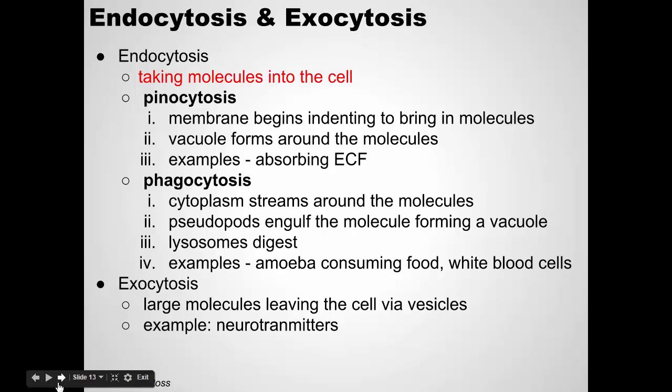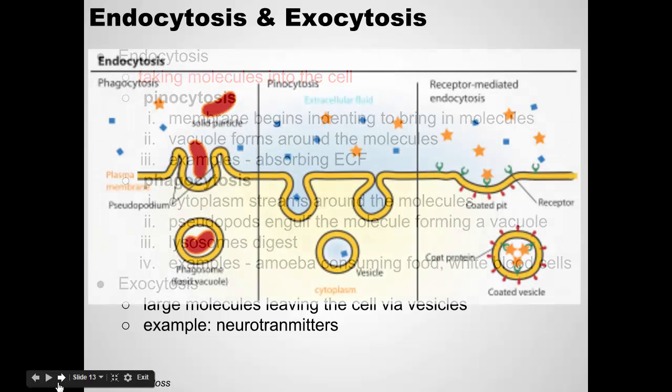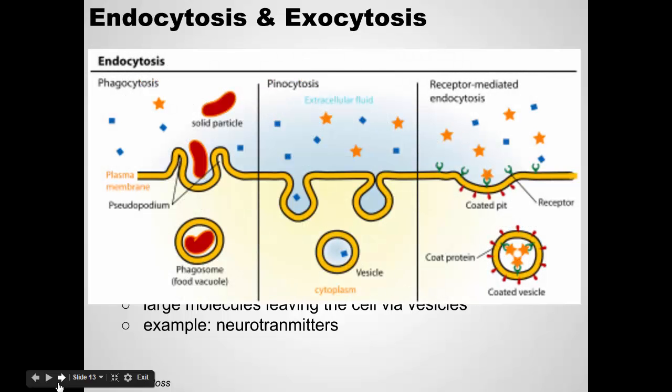Exocytosis is sort of the opposite. It's when large molecules are going to leave the cell, and it works in the opposite way, where you have these bubbles of vesicles, for example, from the Golgi bodies, which go to the cell membrane, merge with it, and then sort of break open, allowing their contents to leave the cell, go into the extracellular fluid. An example of that is neurotransmitters. So again, same things. Phagocytosis surrounding, pinocytosis pinching in, and then receptor-mediated, which requires certain molecules to bind to receptors before it pinches in.